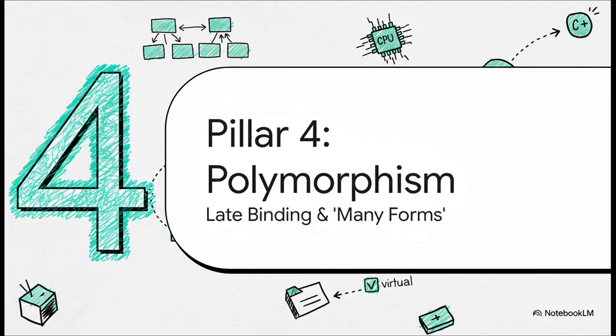Okay, remember that 4th pillar we saved? Well, it's time for the main event, polymorphism. It literally means many forms, and it's where C++ gets incredibly powerful. This whole concept is made possible by something called late binding, and yeah, you can pretty much guarantee this is coming up in the interview.